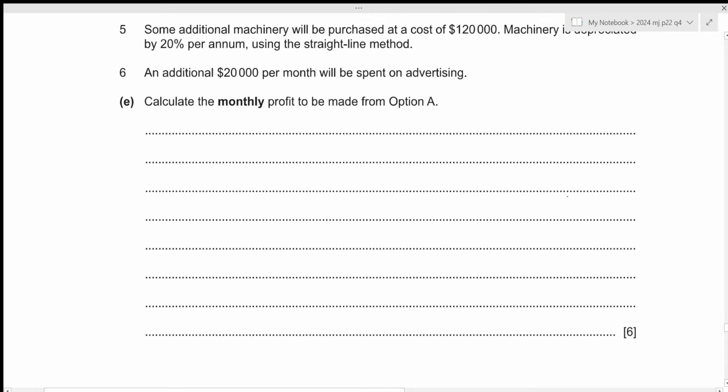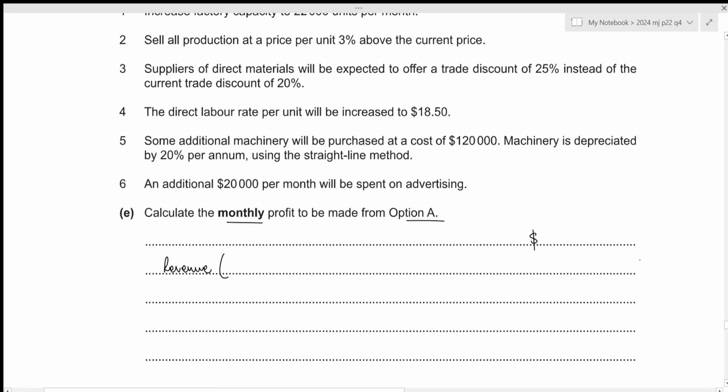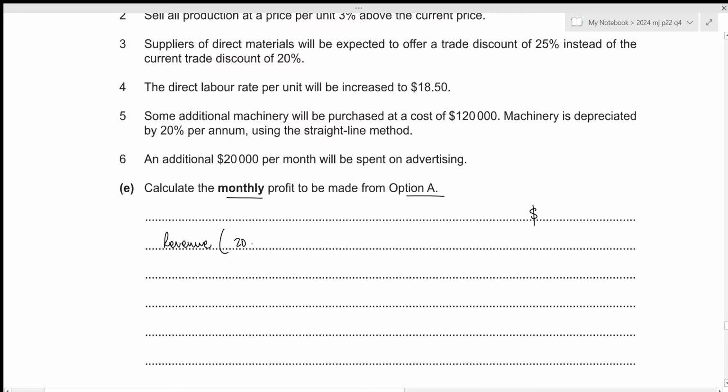Let's take a look at our question. We need to calculate the monthly profit to be made from option A. Okay, we can start with the revenue. We know that we will be selling a total of 20,400 units at a price of 61.2 per unit. So the total revenue will be 20,400 times 61.2. This results in the value of 1,248,480. Then we can subtract our variable cost.